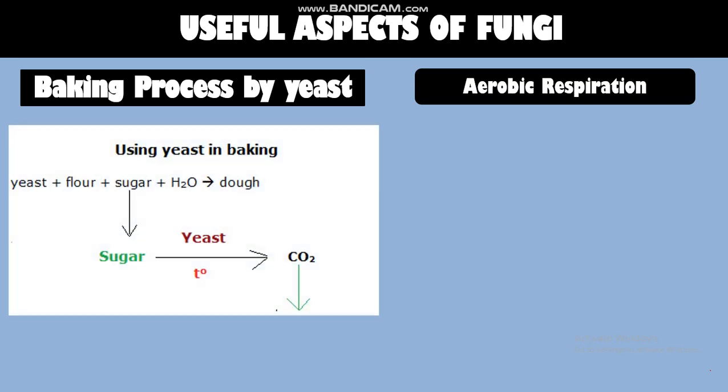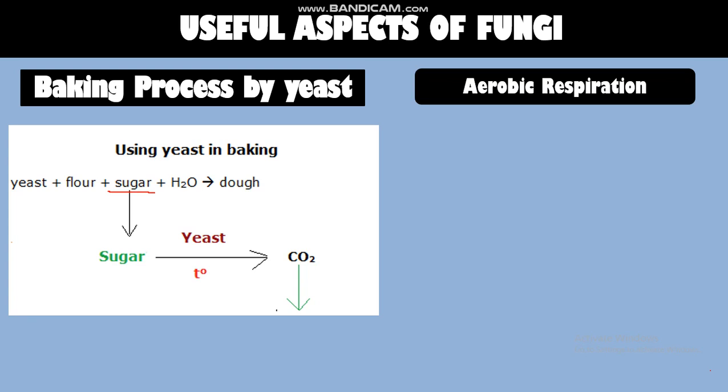Fungi can be useful, and one of the most useful aspects of fungi includes baking process done by yeast. Now do you remember why the name sounded familiar? Yes, because bakers rely on fungi to make bread. This is an aerobic respiration process, and it occurs in the presence of oxygen, and at the end, carbon dioxide is released. Look at this simple reaction.